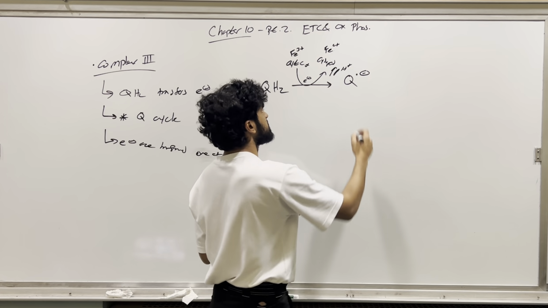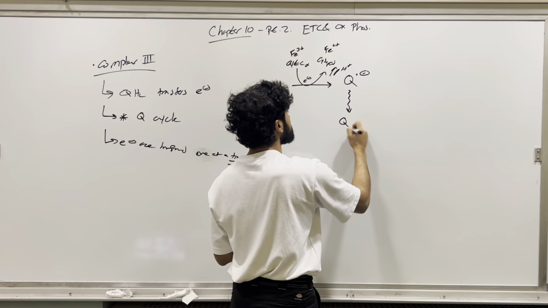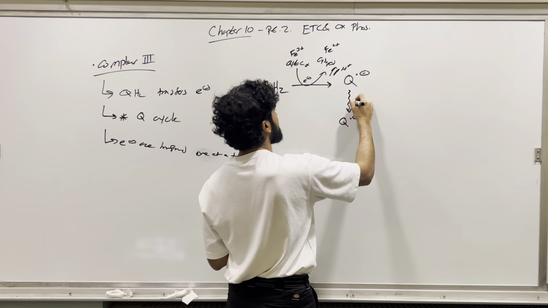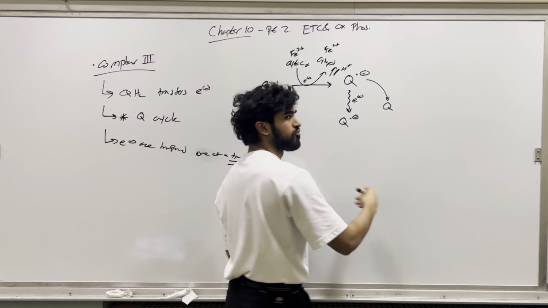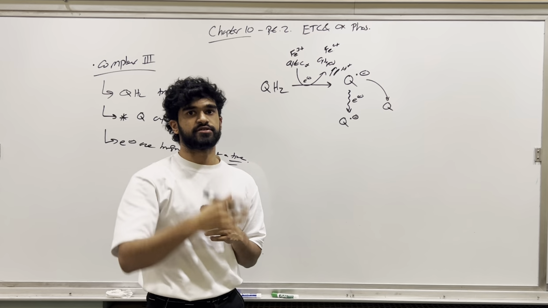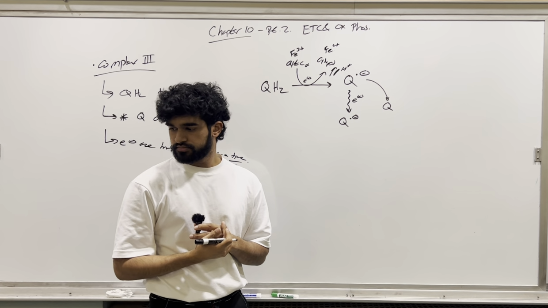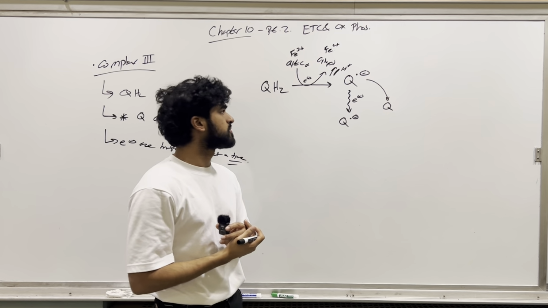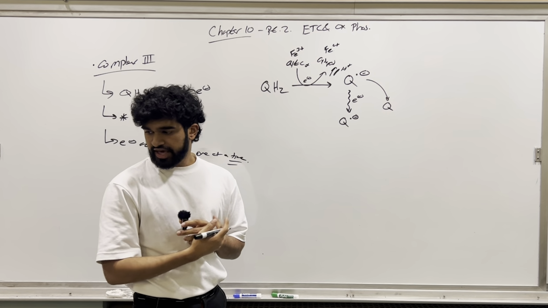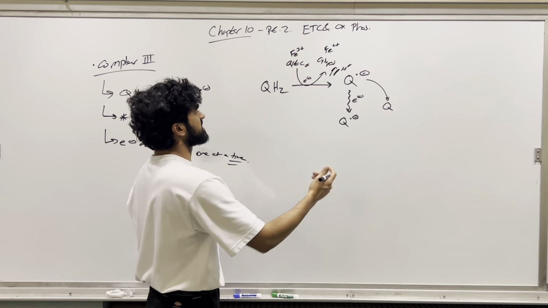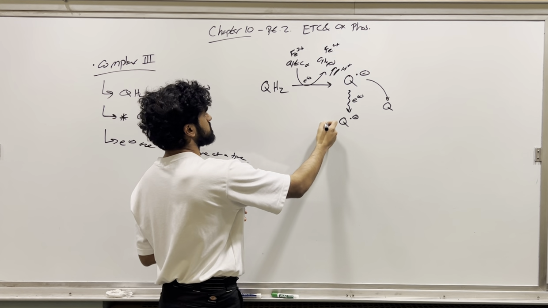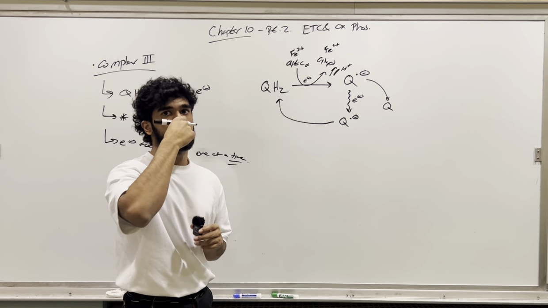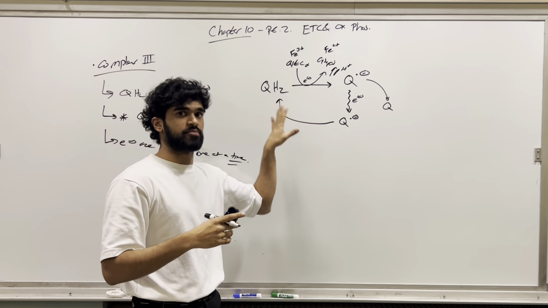This Q is going to transfer an electron to another Q radical anion somewhere else in the complex. When it does that, it's going to turn into regular Q, and it can go get recycled. And this Q radical anion is going to interact with some other compounds. If it receives another electron and another proton, it can turn back into QH2.